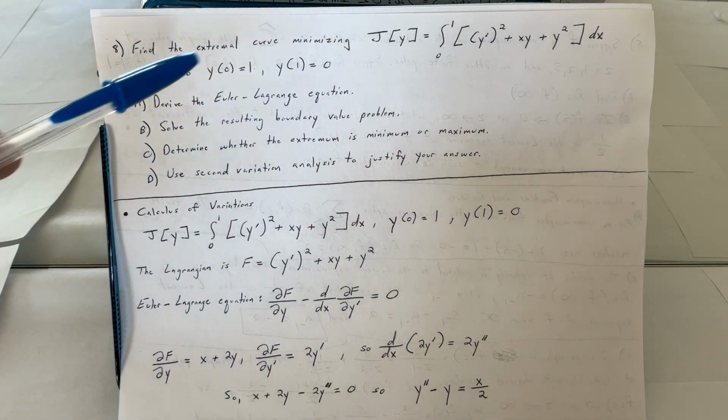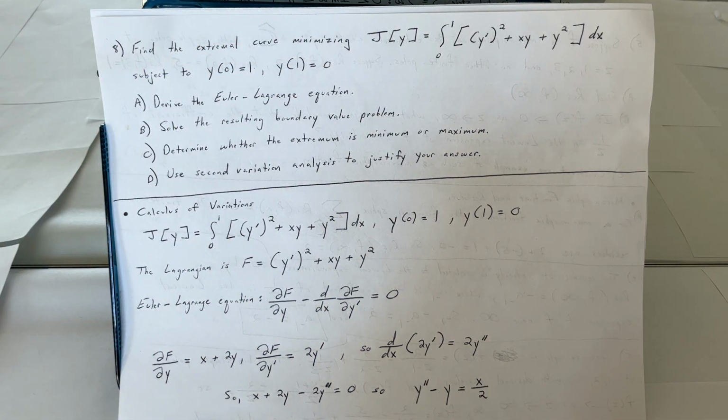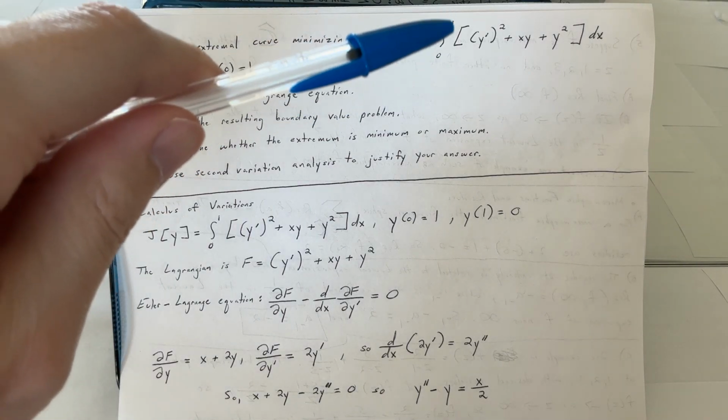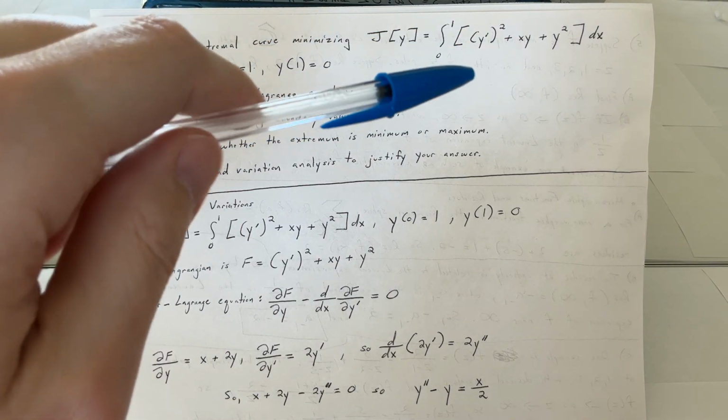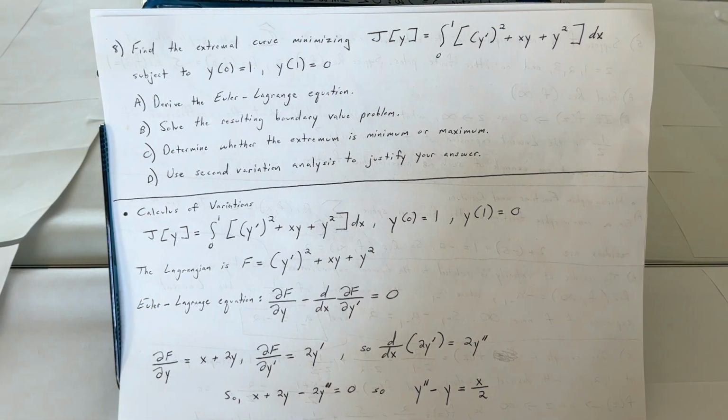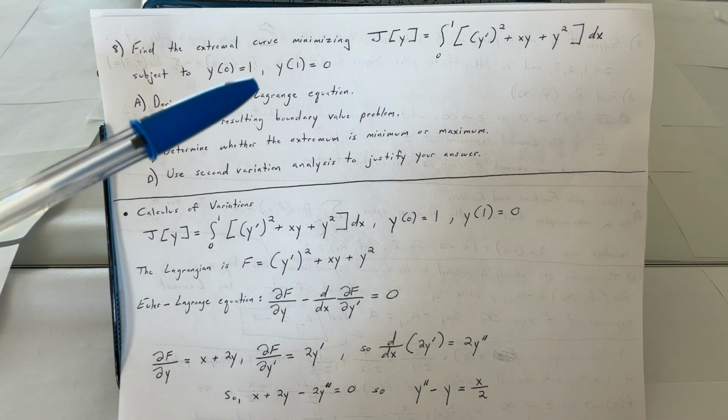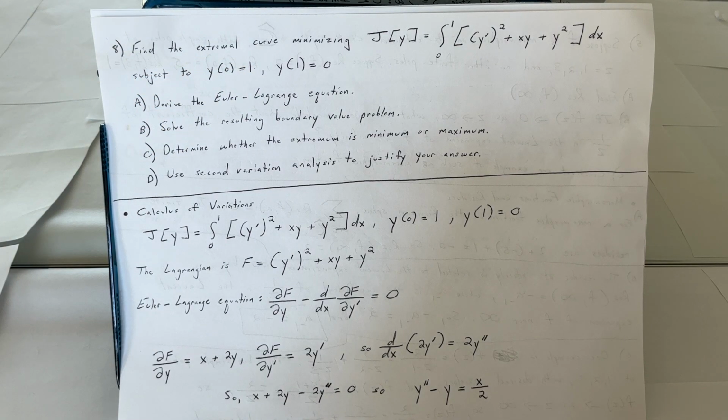For number 8, we want to find the extremal curve minimizing the functional J of y equals the integral from 0 to 1 of [y prime squared plus xy plus y squared] dx, subject to y of 0 is 1, y of 1 is 0. For part A, we want to derive the Euler-Lagrange equation. For part B, solve the resulting boundary value problem. For part C, determine whether the extremum is a minimum or maximum. Part D, use second variation analysis to justify the answer. So this is a calculus of variations problem.